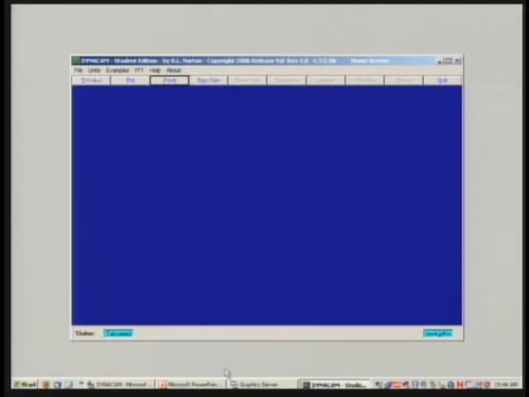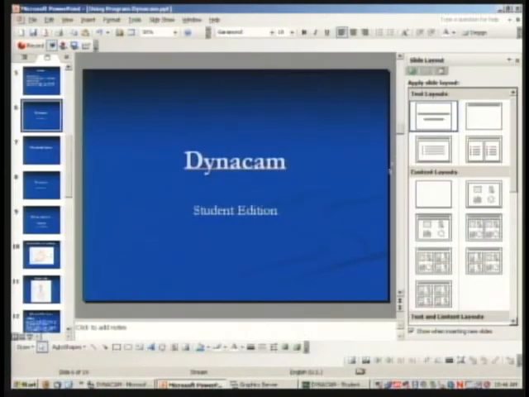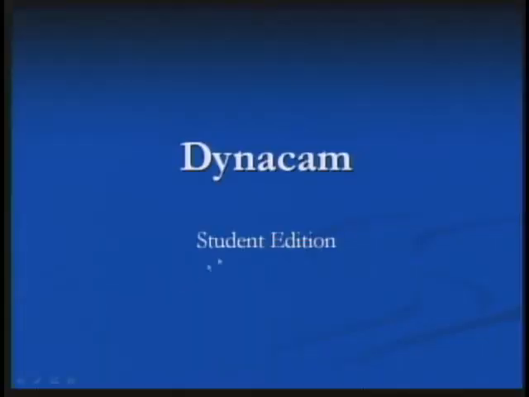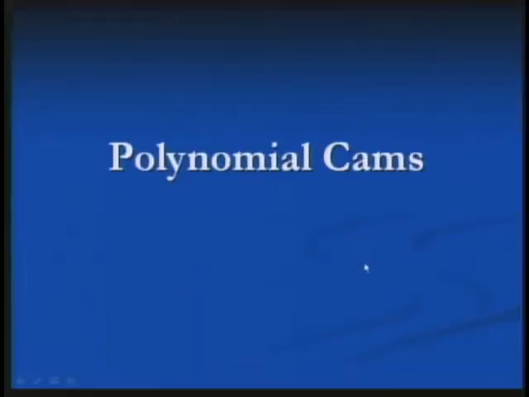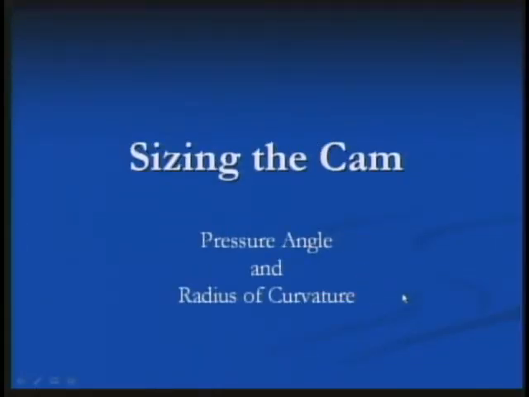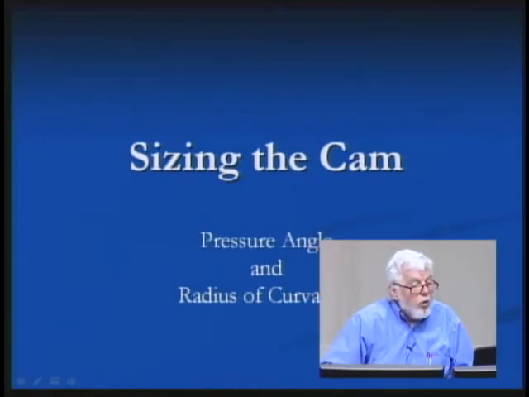Now, I'm going to take us back to the PowerPoint for a second and set up the discussion of the cam sizing. We now have presumably an acceptable collection of SVAJ diagrams that we're happy with. Now we want to make a cam out of this. The next step is to size the cam. This involves several things which result in a determination of the pressure angle function and the radius of curvature function.